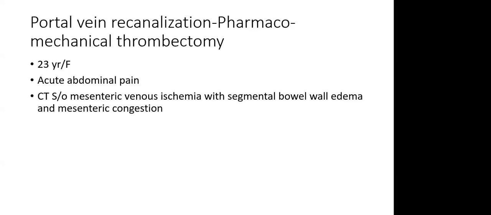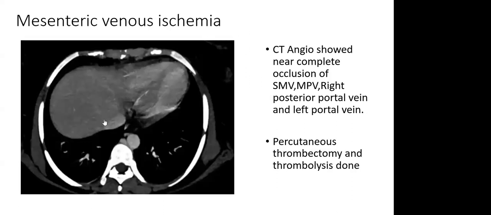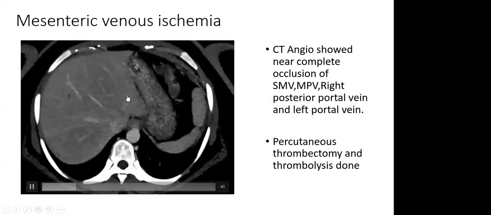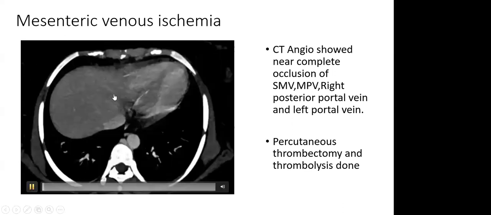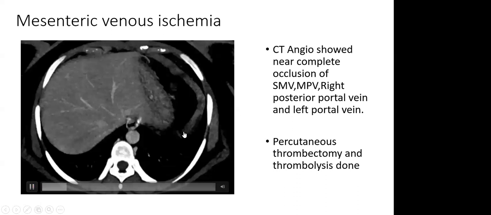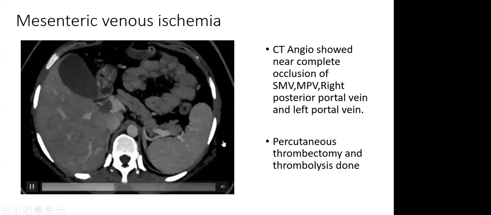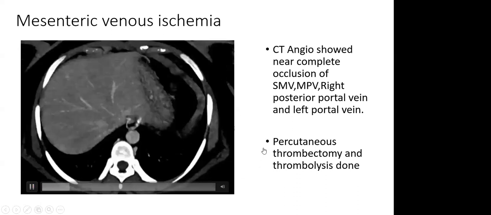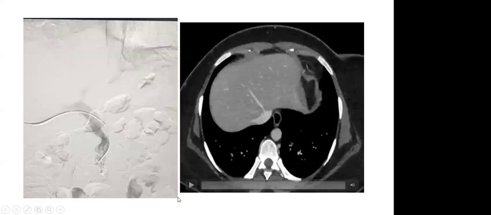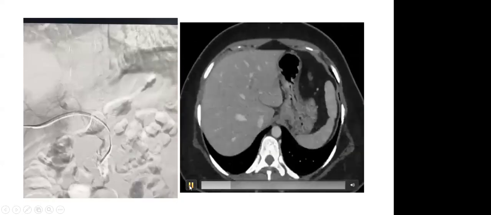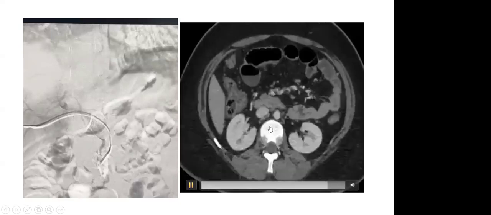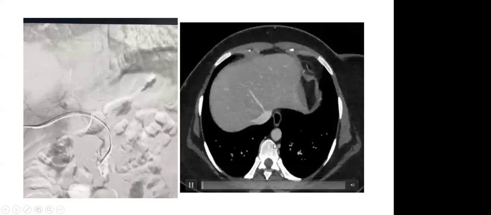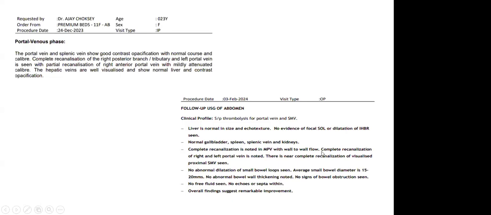So this is another similar case. If you can see the CT scan, there is almost 90% occlusion of the SMV and portal vein. I am running again. This is the main portal vein, and the SMV is occluded. And this is the pharmacomechanical thrombectomy that I did, with the same protocol. And this is the follow-up CT scan. If you can see, there is no evidence of any thrombosis. And these are the Doppler reports that suggest complete recanalization of the MPV with wall-to-wall flow. So we are having an excellent result, sir.